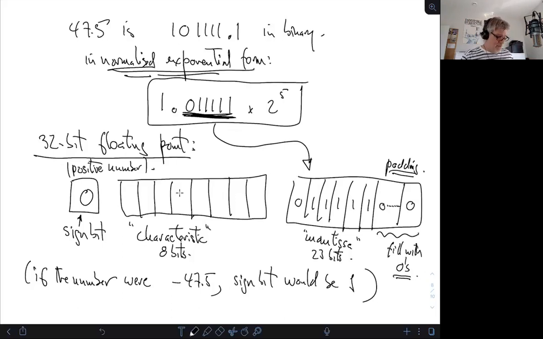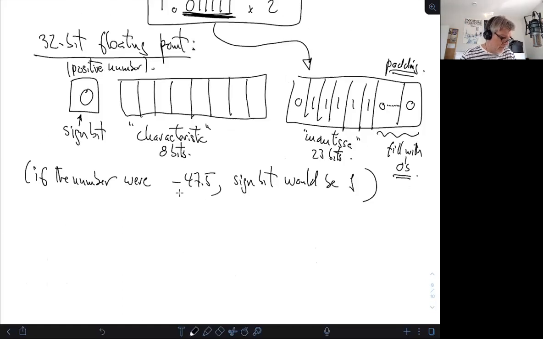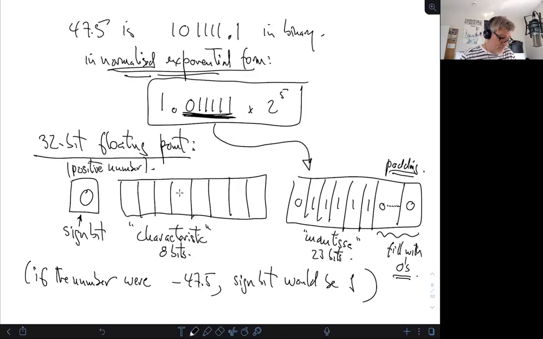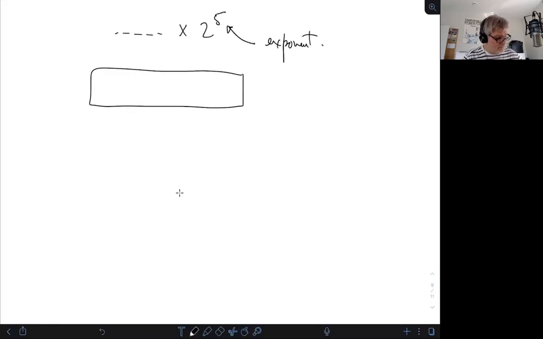Okay. All right, now the characteristic. Exponent, if you wish. Okay, so wait, let me go back here. So it's this times 2 power 5. Our number is this, so this is our exponent. Now I've got 8 bits. This is the so-called characteristic.